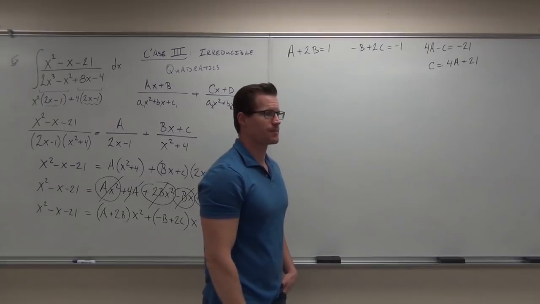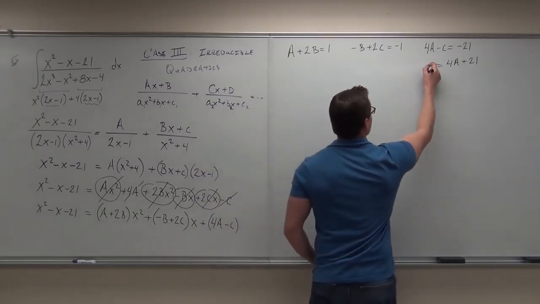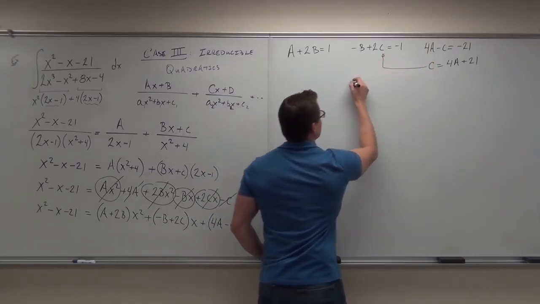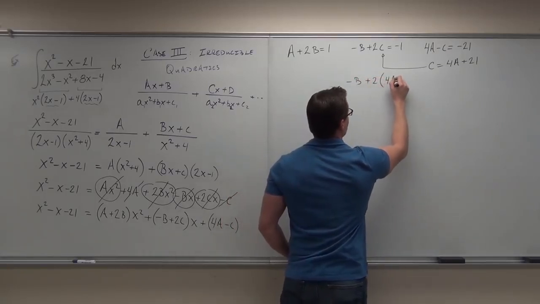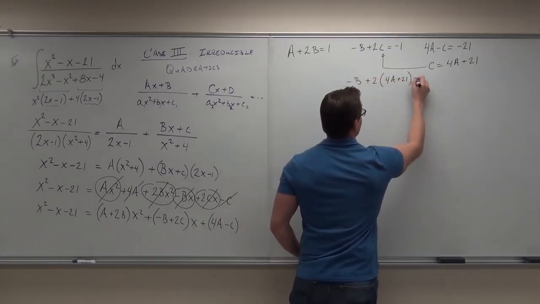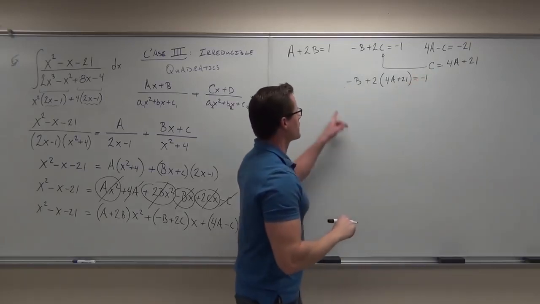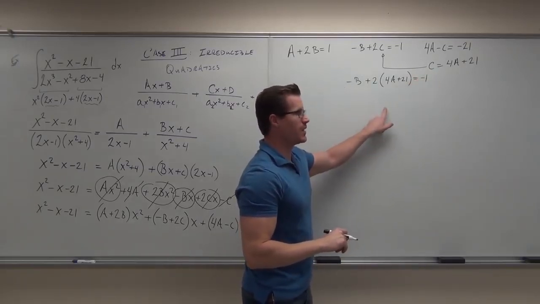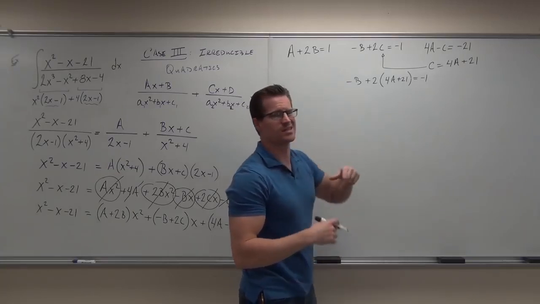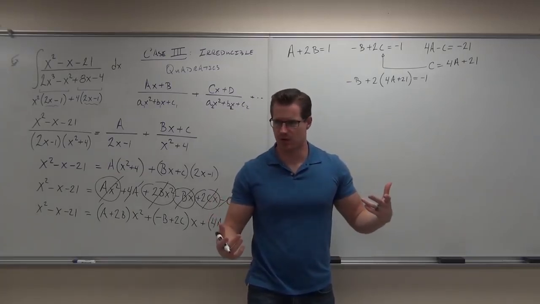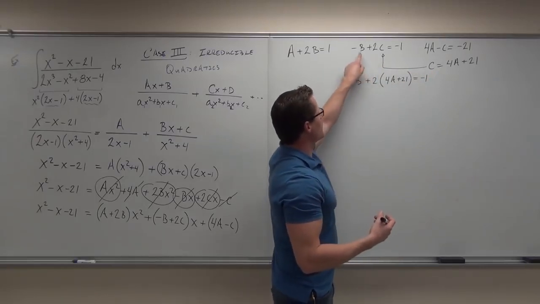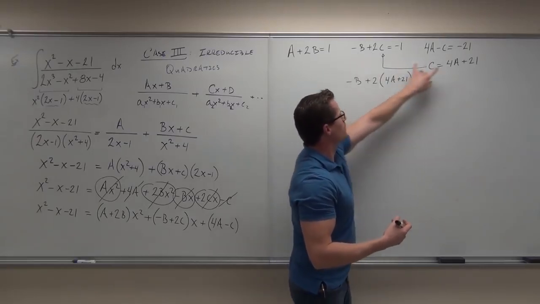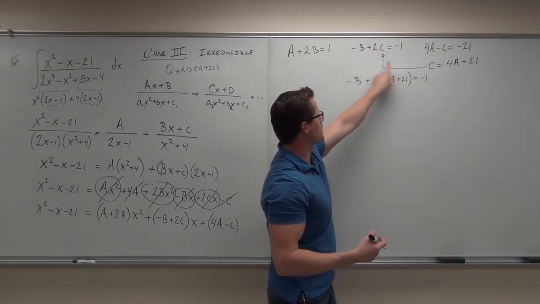Does that make sense? I would do a substitution here. I'd get negative b plus 2 times 4a plus 21, which equals negative 1. The idea being, if I can get a's and b's, I can combine it with these a's and b's and create a system of equations, and that will let me solve it algebraically. So do our substitution, no problem. We got negative b, cool. 2, no problem. 4a plus 21, that's our c, equals negative 1.